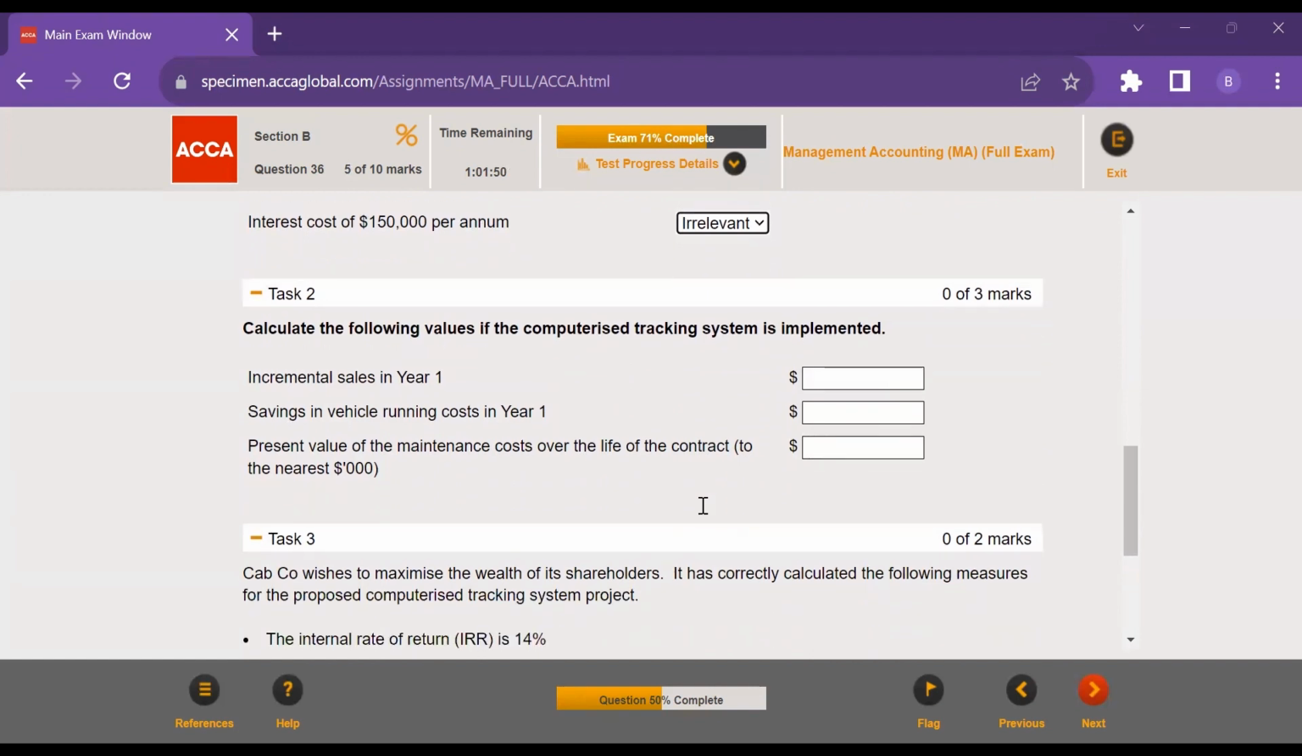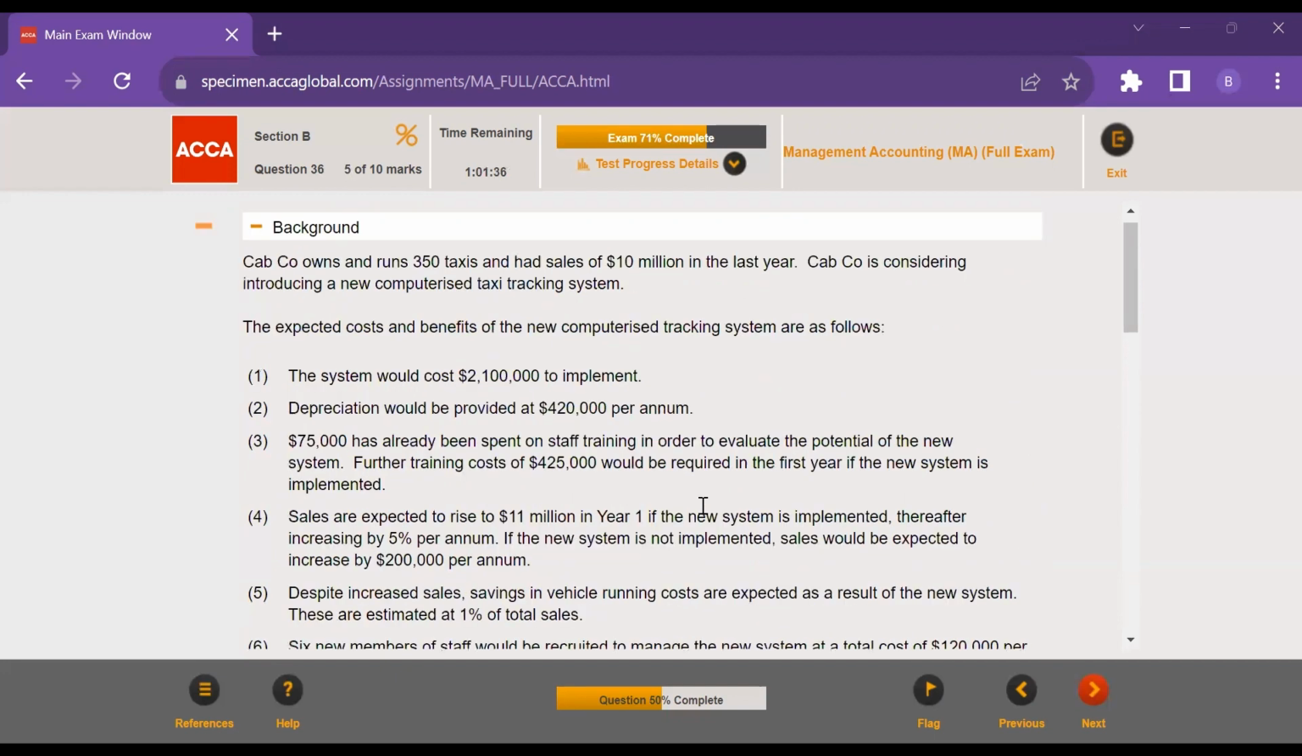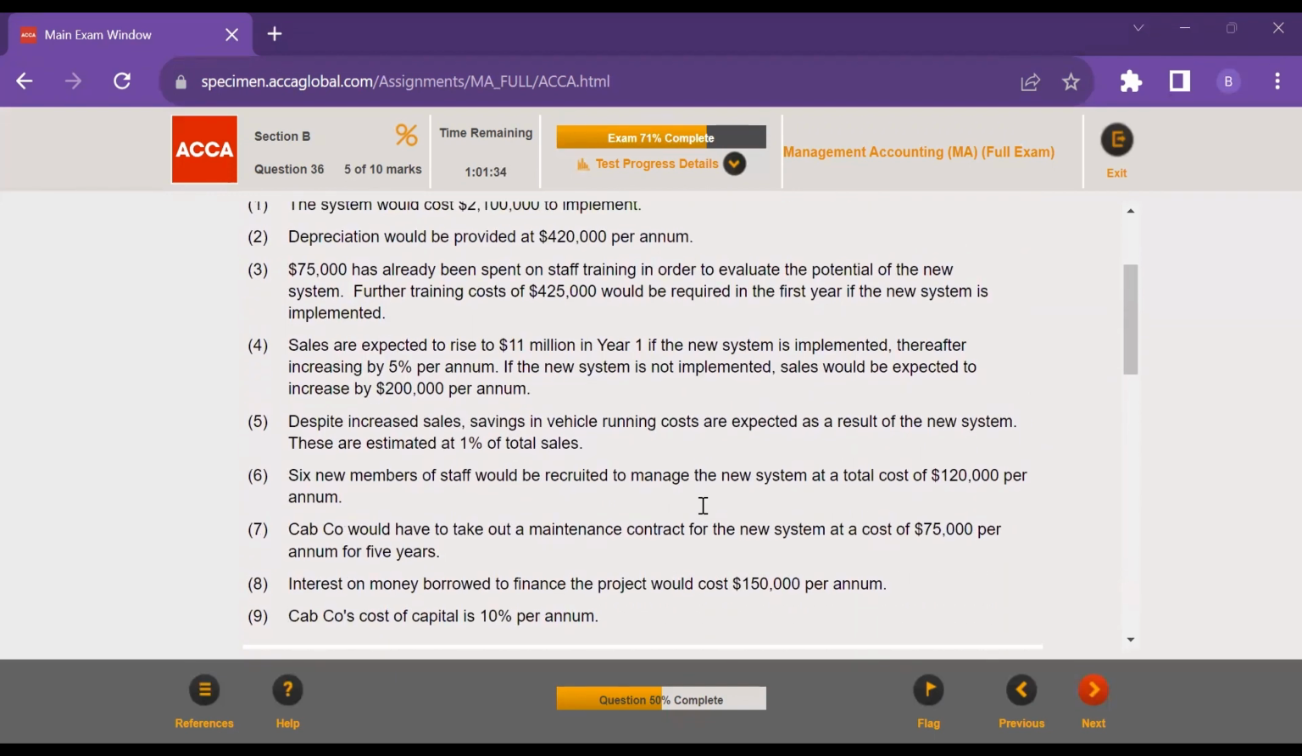Now let's have a look at task 2. Task 2 says to calculate the following values if the system is implemented. First of all, we have to see how much our incremental sales in year 1 will be. So let's have a look at what is said in the question. The sales are expected to rise to $11 million in year 1 if the new system is implemented, thereafter increasing by 5% per annum.